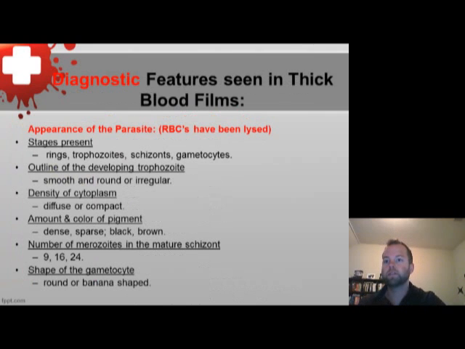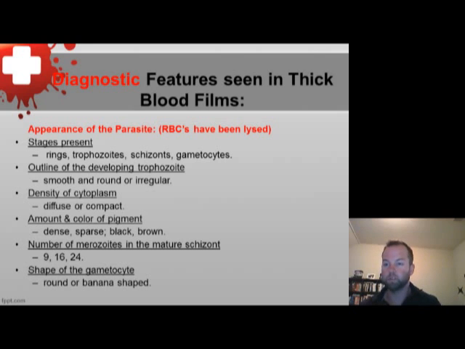Features seen in the thick blood film. Again, for the stages present, there could be multiple stages, but there's typically one dominant. This would be the ring stage of the trophozoite, the more mature developing trophozoite, or the schizont with its internal merozoites, and then gametocytes can also be present.